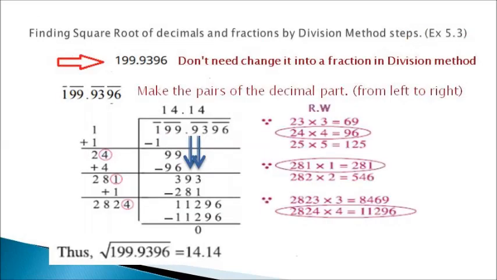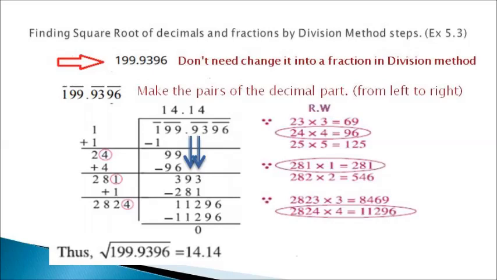Let's learn the process of finding the square root of decimals now. The given number here is a 7-digit number. Let's make pairs first. For a decimal, the pairing is a bit different. For the whole number part, that is before the decimal, you start the pairing from right to left. But for the decimal part, you have to pair the numbers from left to right.